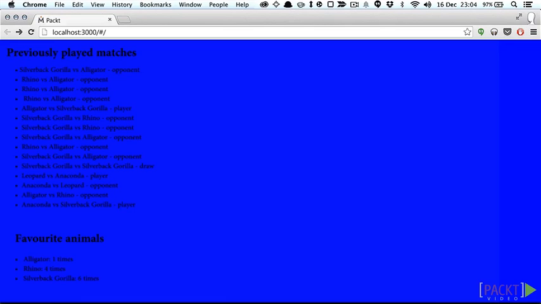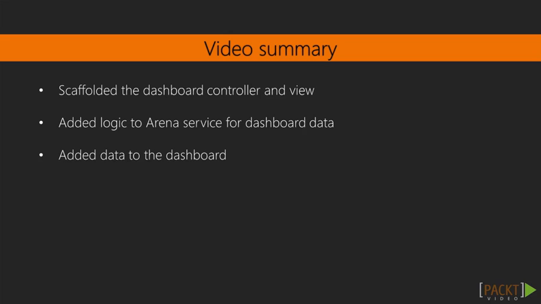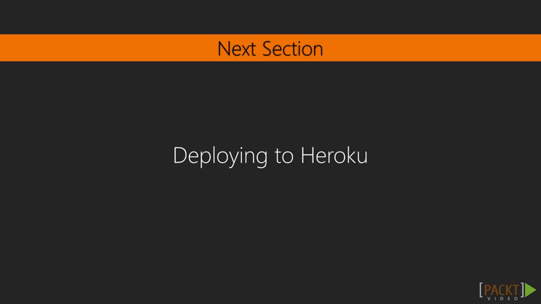Let's open up our app again, and there we go, favorite animals. It shows us which animals we've played the most. Okay, that's it. We now have a basic dashboard that shows our previous activity in the application. Now that we've successfully completed our application, we can start finishing our build system and deploying it to Heroku.